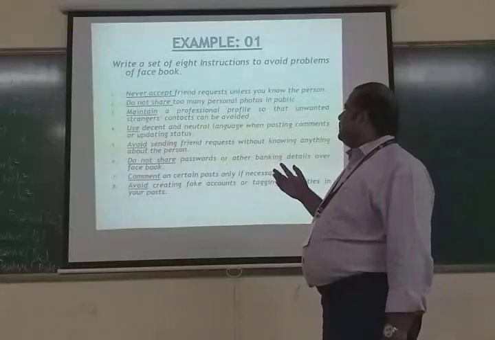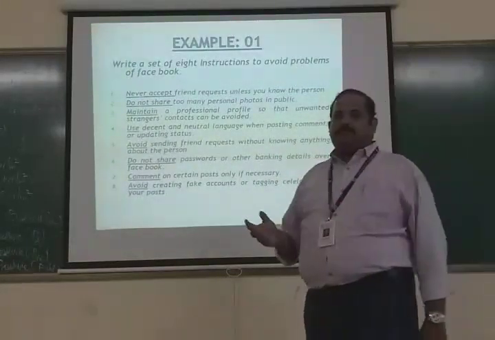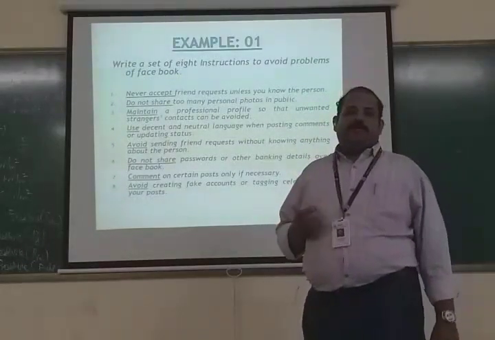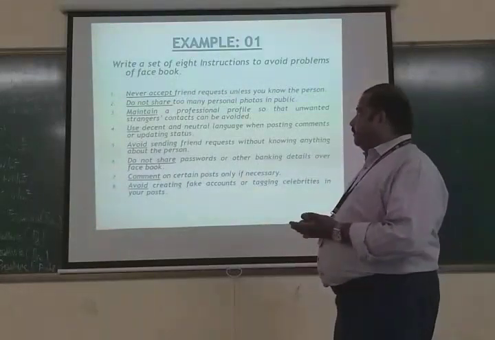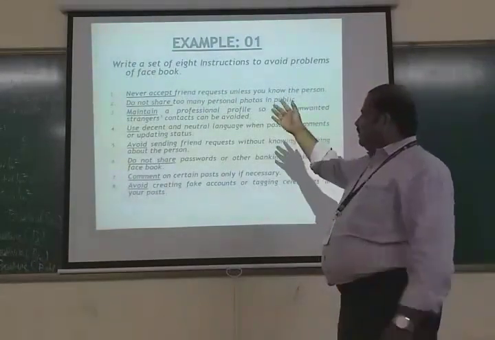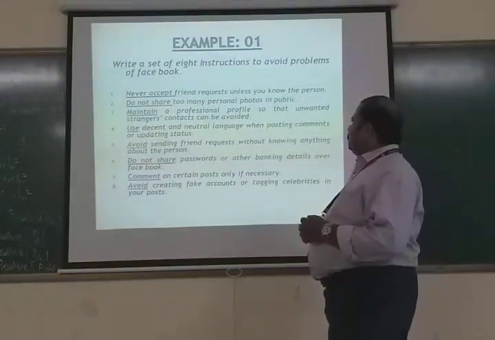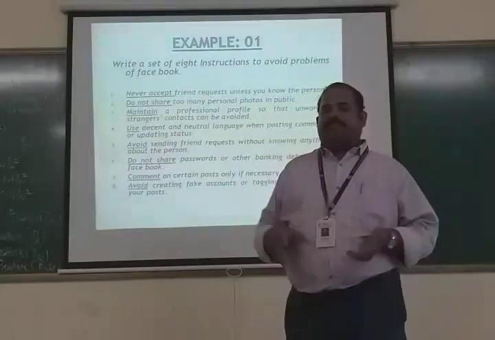Let me see here. This is the example question. Write a set of 8 instructions to avoid problems of Facebook. What are the things that we have to avoid in social media like Facebook, Twitter, or Instagram? Whatever it may be, we have to maintain the following instructions. First one is never accept friend request unless you know the person. If you don't know the person, you should not have a friend request.